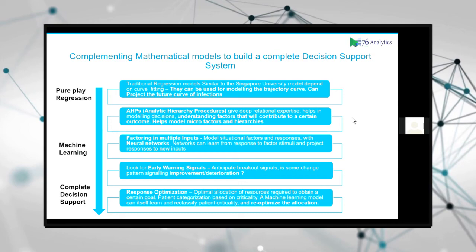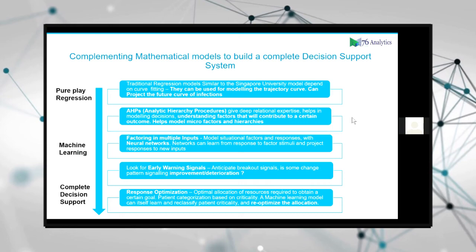Now, I'm just trying to summarize a few methods with which we can make research on data stronger. One is the pure play regression, which is similar to the Singapore University model. It's based on regressions and tends to give a forecast. But if you want to go further, you are looking for a more micro strategy. You want to know what the different factors are and how they're going to impact.